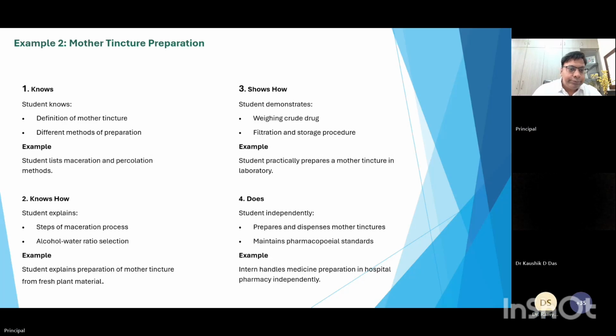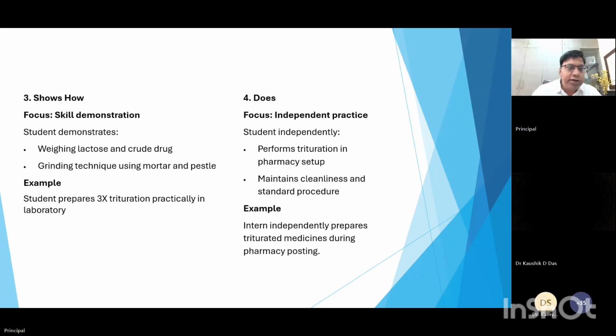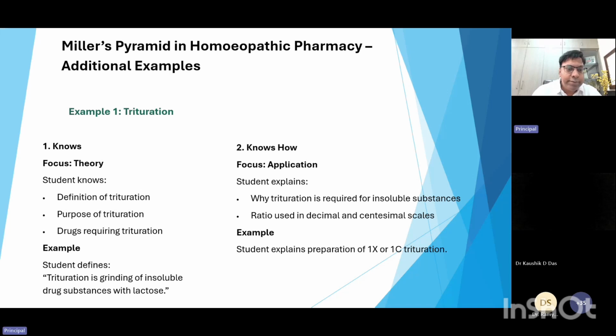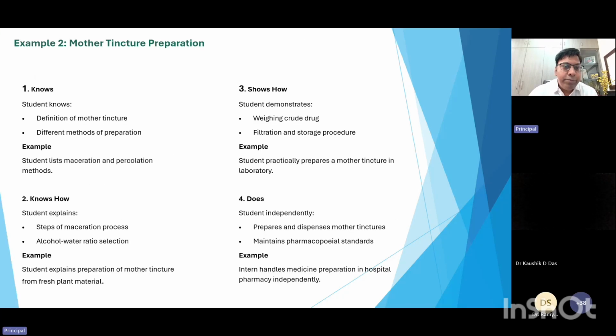Yes, can you show the first slide? Which one? The trituration one? This one? Yes, sir. Okay. A few more examples are coming in the subsequent slides, which will give you more and more clarification about these technical terms and their implementation. So this was the first example, in which we have tried to show the mapping of the competency with the topic.